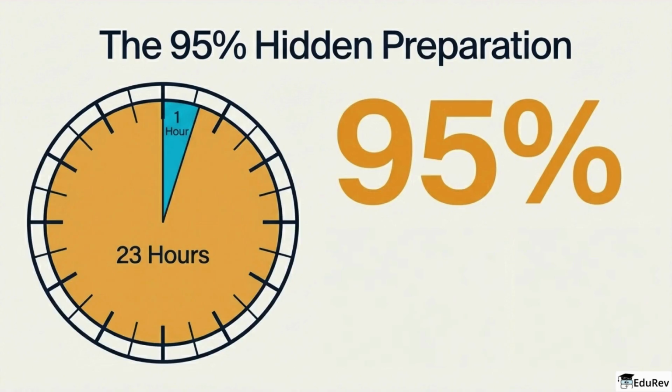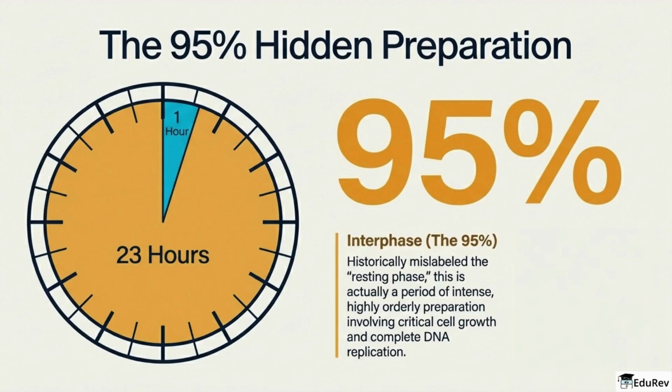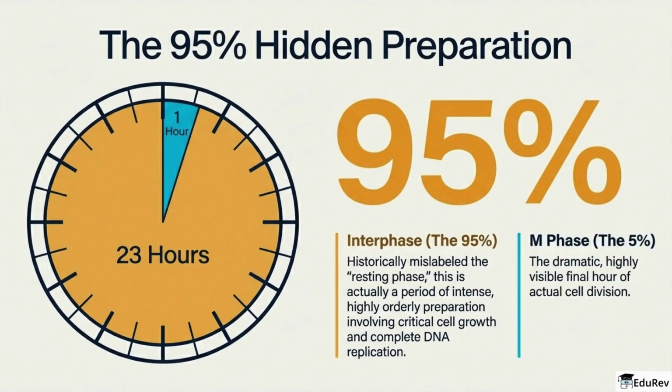A huge part of the cell cycle is actually hidden. About 95% of the time is spent in interphase, which is often mistakenly called the resting phase. It is not resting at all. It is the period of intense preparation, growth, and DNA replication. The remaining 5% is the dramatic M phase, the visible division phase. The key lesson is simple. Most of the real work happens before the cell visibly divides.